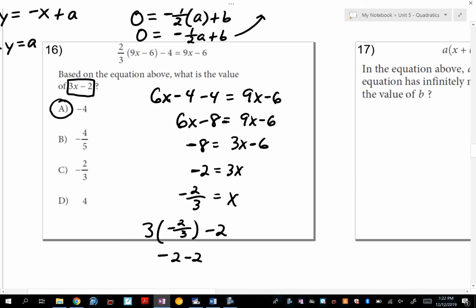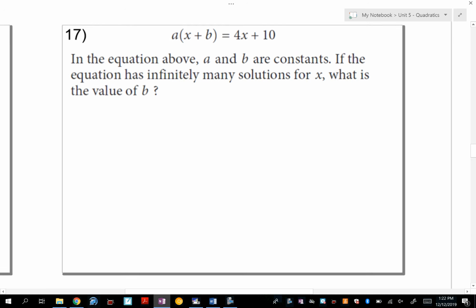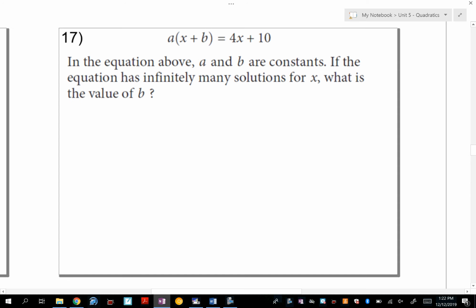Okay, let's do one more. 17. Again, I've yet to find a simpler way to do this, so I'll just go with what I've got. It says we have an equation, and a and b are constants. So there's some numbers. I don't know what they are. And it says the equation has infinitely many solutions for x. What does that mean? What does it mean when you solve an equation and you find that there are infinitely many solutions?